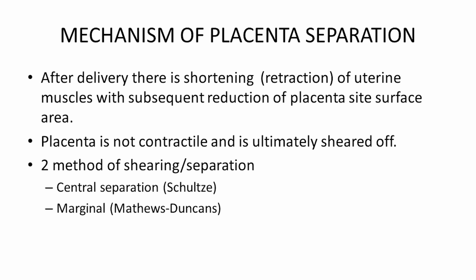And there are two methods of shearing or separation of the placenta. The first is central separation, and the second is marginal separation. In central separation, the separation or shearing of the placenta occurs in the middle of the placenta, and it's also called the Schultze method of separation. There's also the marginal, in which the separation or the shearing starts from the margin of the placenta, also called the Matthews Duncan method of shearing.